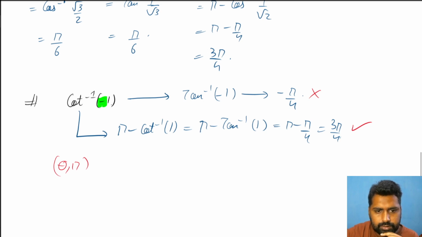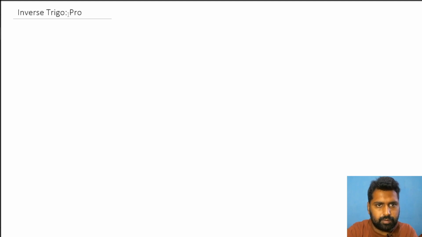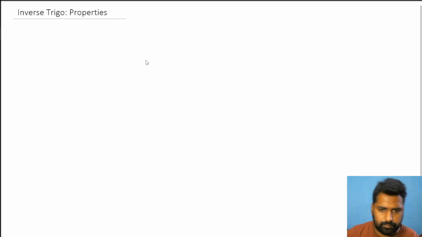All right, now we have dealt with most of the types of principal range. Now let's look at some properties. So principal range we have done, inverse trigo properties. Now we'll talk about properties. Okay, let me get the properties.